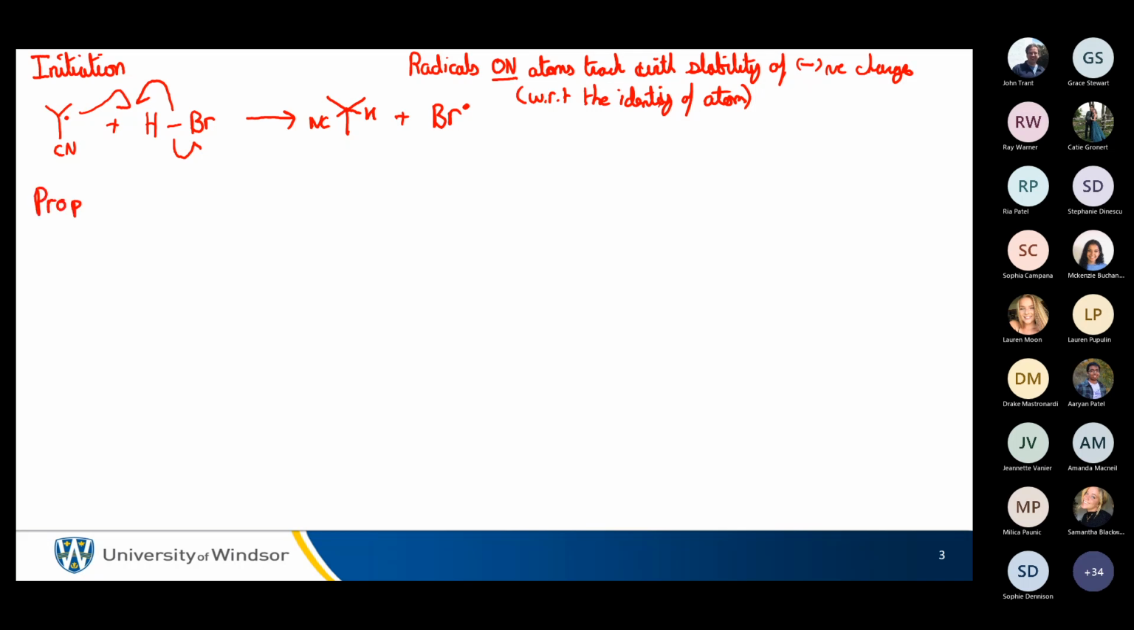Propagation is when you get the chain reaction going and you generate your product. So in this case, again, we have Br dot. It's going to look for the weakest bond in the system. The weakest bond is HBr. Br dot plus HBr gives you Br dot plus HBr. That doesn't take us anywhere.